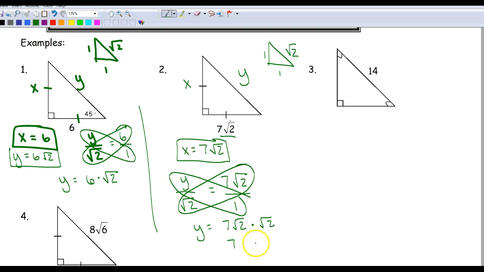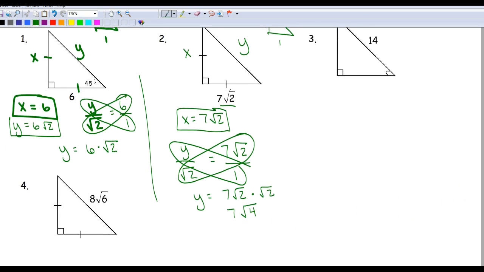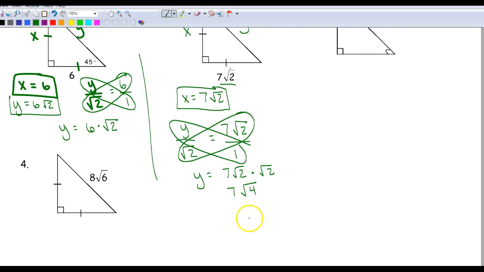So we're going to have 2 times 2, which is 4. Square root of 4, so what number times itself is 4, is 2. So really, square root of 4 is 2. We still have a 7. 7 times 2, 14. So Y is 14 and X is 7 root 2.